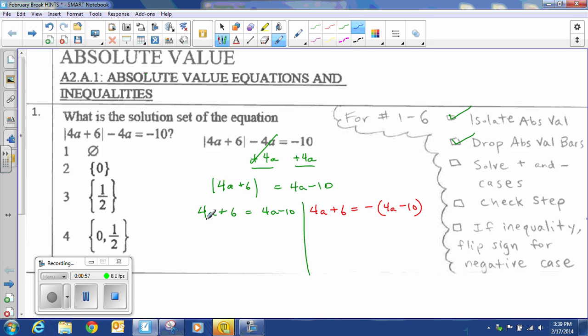So now, notice we have 4a on both sides. Now when we subtract 4a from both sides, we're left with no variables. We only have 6 equals negative 10. This does not make sense, therefore it's no solution. Over on the right side, when we distribute our negative, we end up with negative 4a plus 10, and on the left side we have 4a plus 6.